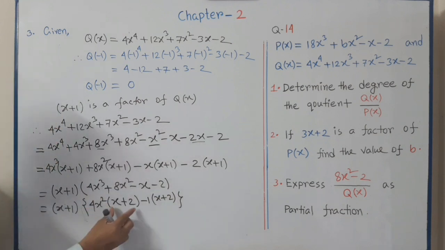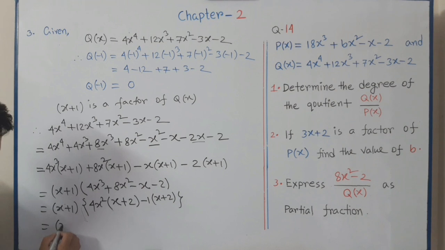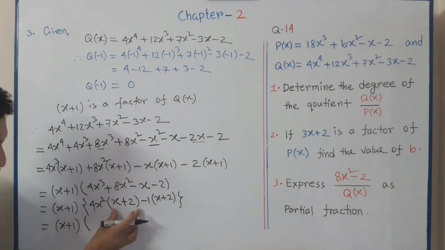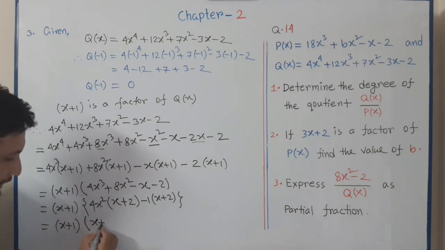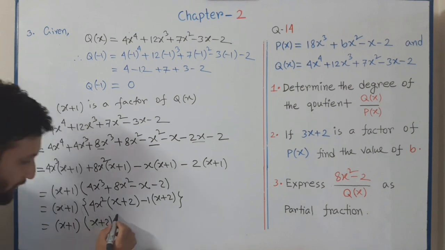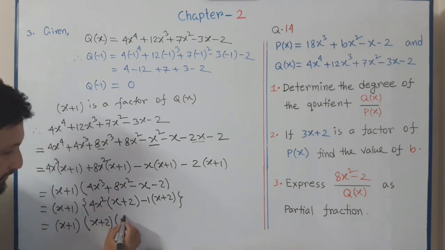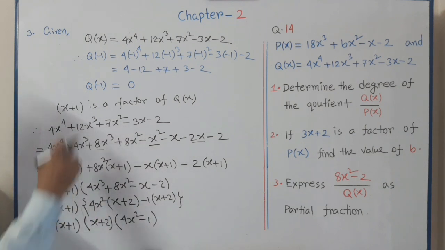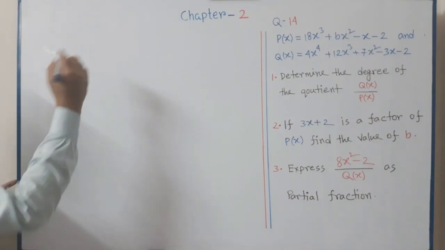Okay, so here see that common factor x plus 2 and x plus 2. Now in this first term, the first factor is x plus 1, and then in this second part the common factor is x plus 2. So write down x plus 2, and then next part here see that 4x square, write down here 4x square, and then minus 1. So this is the total factor of this polynomial.